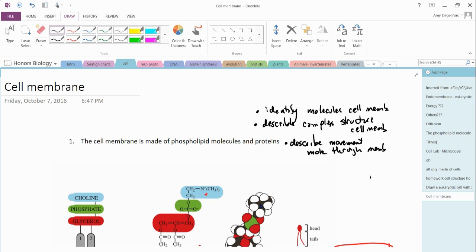We are going to watch a video that will hopefully get us started on Monday and help us to be prepared. And so I wanted to start with the objectives. You should be able to identify the molecules that constitute the cell membrane. You should be able to describe the complex structure of the cell membrane. And then ultimately, we want to describe the movement of molecules through the membrane.